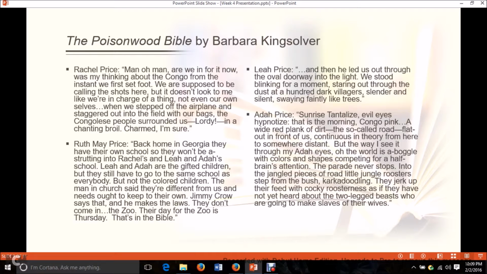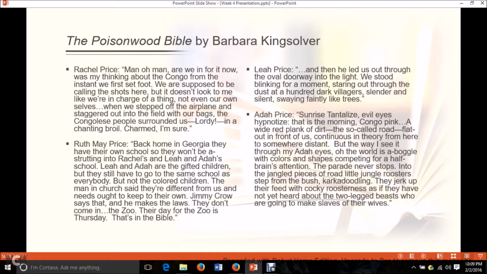Back home in Georgia, they have their own school, so they won't be strutting into Rachel and Leah and Ada's school. Leah and Ada are the gifted children, but they still have to go to the same school as everybody, but not the colored children. The man in church said they're different from us and needs ought to keep to their own. Jimmy Crow said that, and he makes the laws. They don't come in the zoo. Their day for the zoo is Thursday. That's in the Bible.